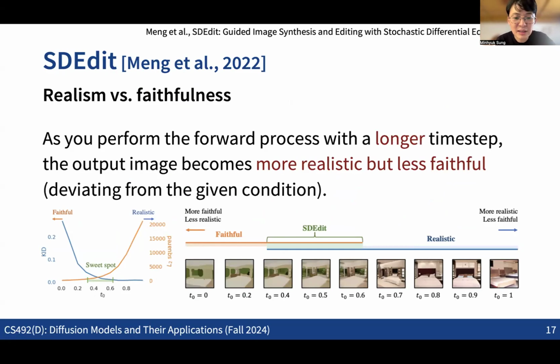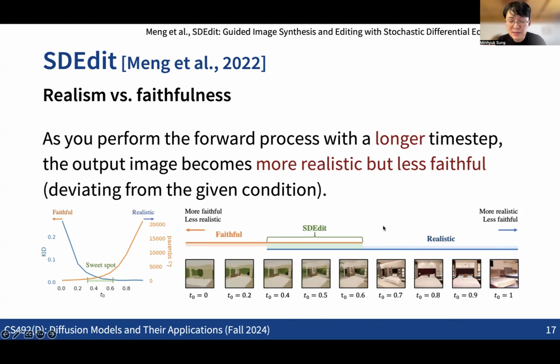Then the downside is that the output we're going to get will be very far from the kind of input that we have. Those are some examples: the leftmost one is basically the input image. If we add noise for a longer amount of time steps and run the reverse process again, we're going to get completely different images like this.